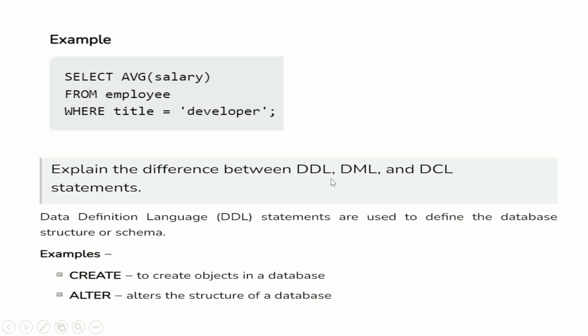Explain the difference between DDL, DML and DCL statements. Data definition language statements are used to define the data structure or schema. Examples: create, to create objects in a database. Alter alters the structure of the database.